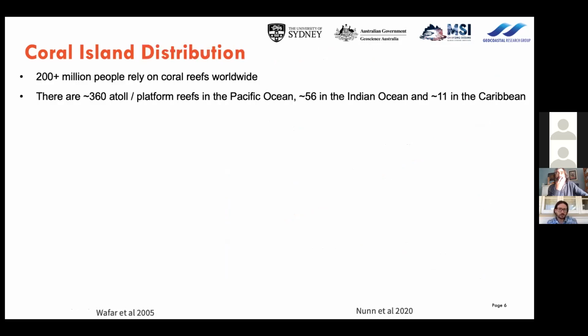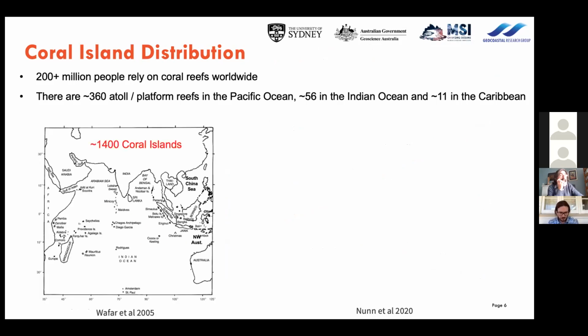Okay, so distribution. Probably best to start off with how many people rely on coral reefs and their islands worldwide. That number has been put at about 200 or 200 plus million people around the world. And I've just put a statistic here that atolls and platforms, which are the standard type of reefs that islands grow on, are distributed across the Pacific, the Indian Ocean, and there's a couple of examples in the Caribbean. But largely, if we look at the Indian Ocean basin, we have about 1,400 islands across that basin.